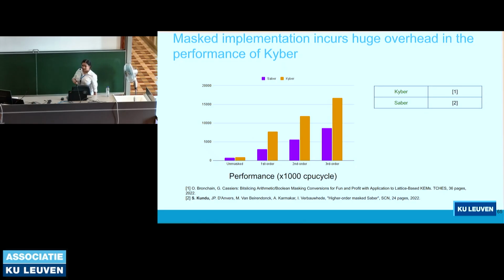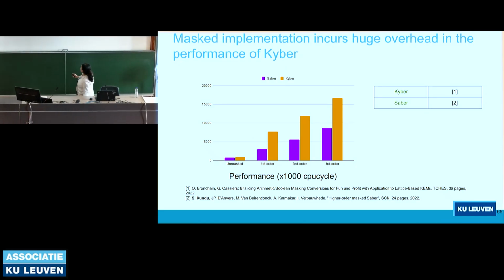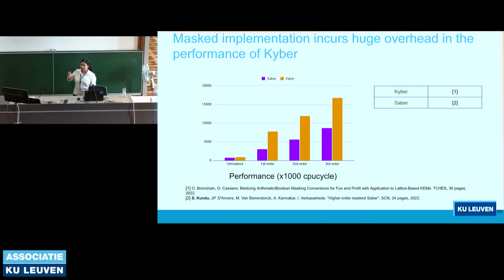Now, this is the performance results for Kyber, and as you can see, the orange line represents Kyber. It is the unmasked one, so where there is no countermeasure. Then I have first order, second order, and third order. If you see, it increases gradually, and it increases quite a lot. In this figure, it's not that much visible, but you can understand, right? From unmasked to masked, for first order even, it is becoming really high. And that increases quite a lot for higher orders.